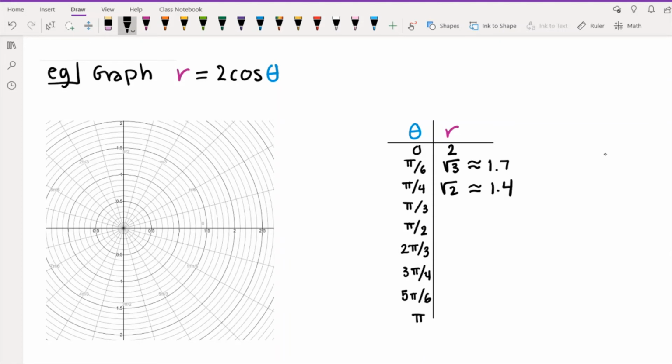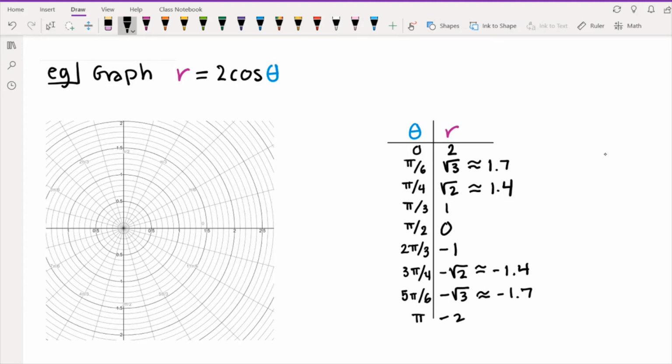I'm just going to fill the rest of these out, but hopefully you kind of get it by now. You're just evaluating cosine of the different angles and then multiplying the result by 2. And let me put in, this is approximately negative 1.4, and this is approximately negative 1.7. Okay, so let's start plotting these points.